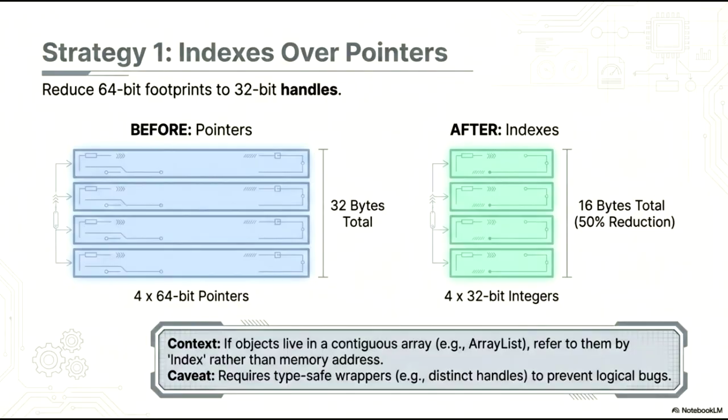Strategy 1 focuses on replacing 64-bit pointers with 32-bit handles to optimize our memory footprint. On a standard 64-bit architecture, each pointer occupies 8 bytes of memory. As shown on the left, a set of 4 pointers consumes a total of 32 bytes. By transitioning to indexes, we utilize 32-bit integers instead. This immediately halves the required space, reducing the total to 16 bytes, and achieving a 50% reduction.